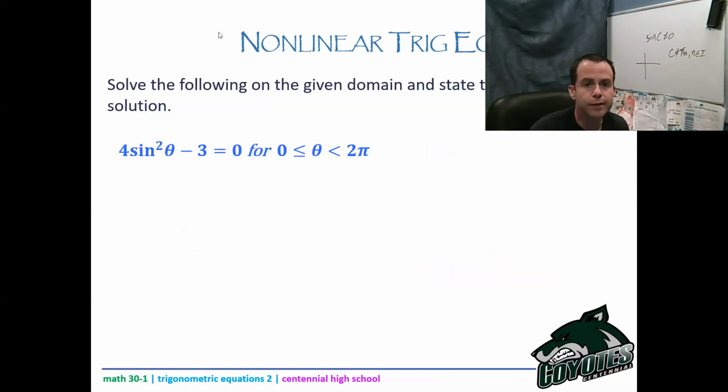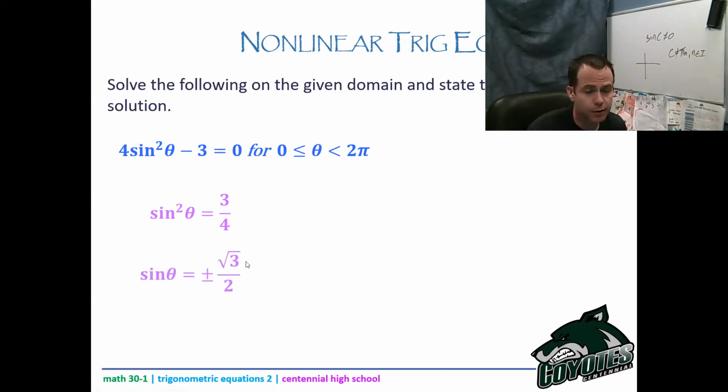Okay, so the second one, 4 sine squared theta minus 3 equals 0. Okay, well, think about all your algebra skills. You're going to want to add 3 to both sides. You're going to want to divide by 4. Then you're going to want to take the square root. So that's adding 3 and dividing by 4. When I go to take the square root, remember, it could be plus or minus. So I have plus or minus root 3 over 2.